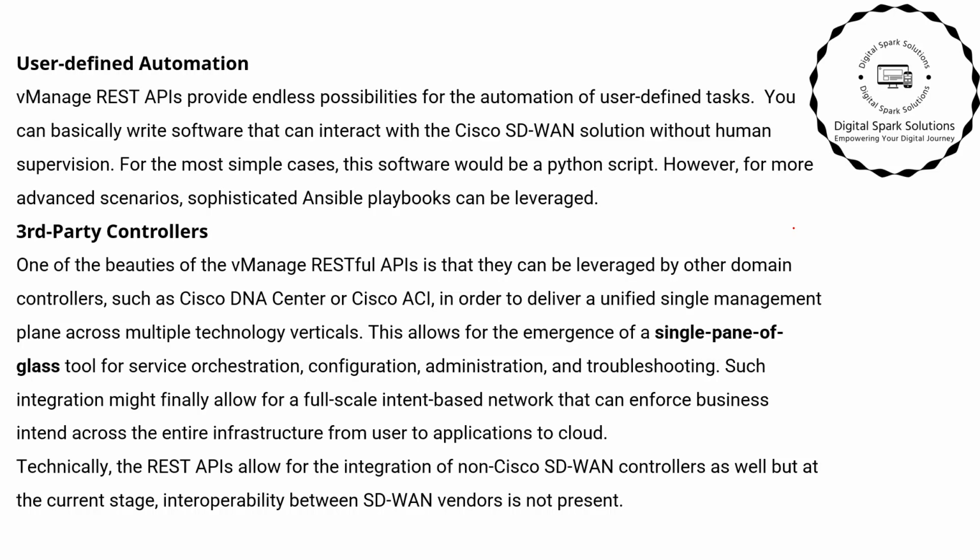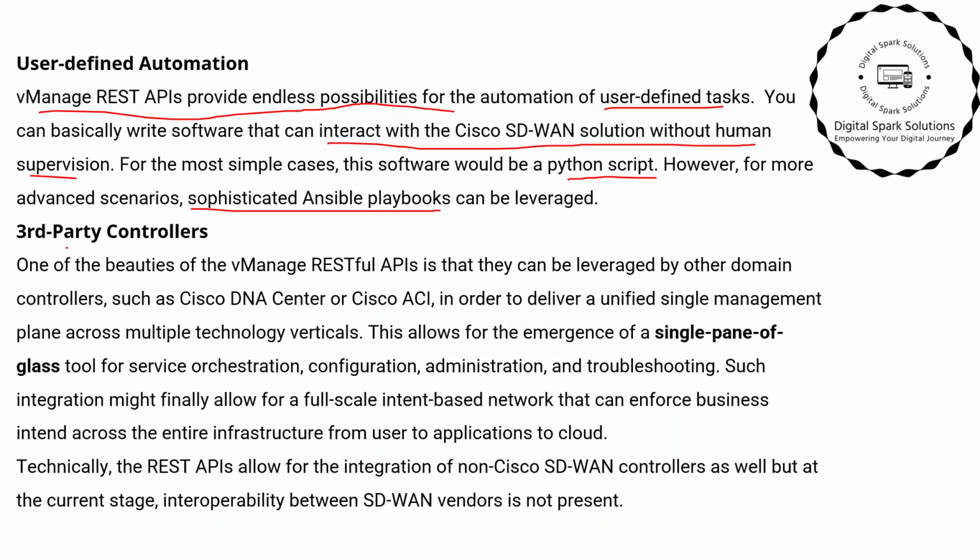User-defined automation. vManage REST APIs provide endless possibilities for the automation of user-defined tasks. You can basically write software that can interact with the Cisco SD-WAN solution without human supervision. For the most simple cases, this software would be a Python script. However, for more advanced scenarios, sophisticated Ansible playbooks can be leveraged.